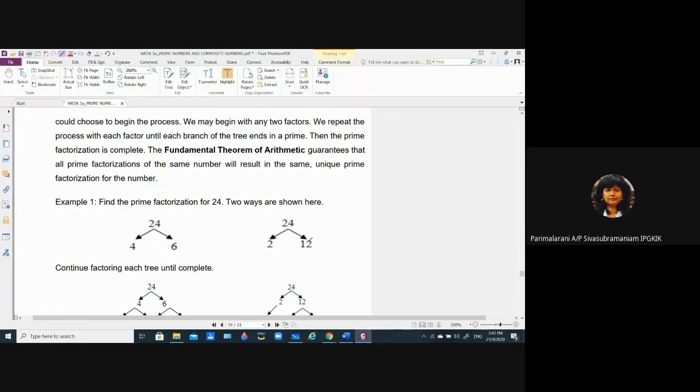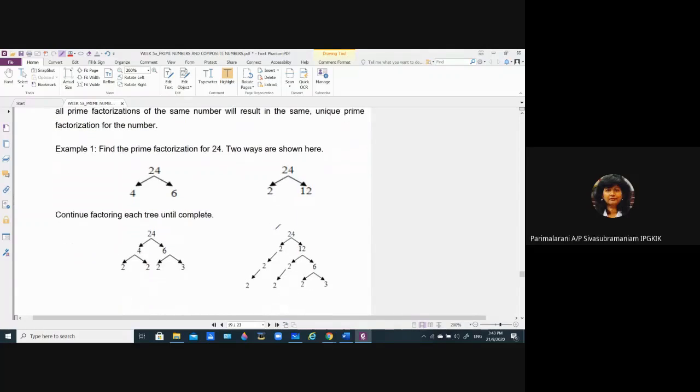This is the first, we start with the first 2 branches. We can do this way, or we can choose anything. We can start with any factors, okay? So say the first branch is 4 times 6, which will give you 24.